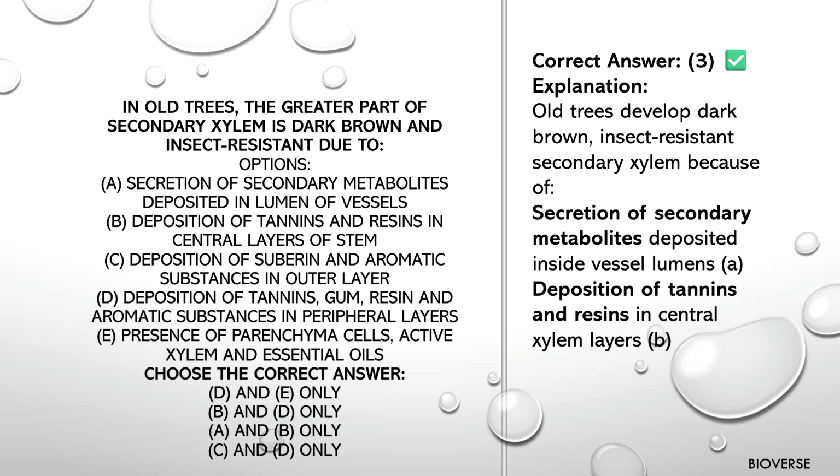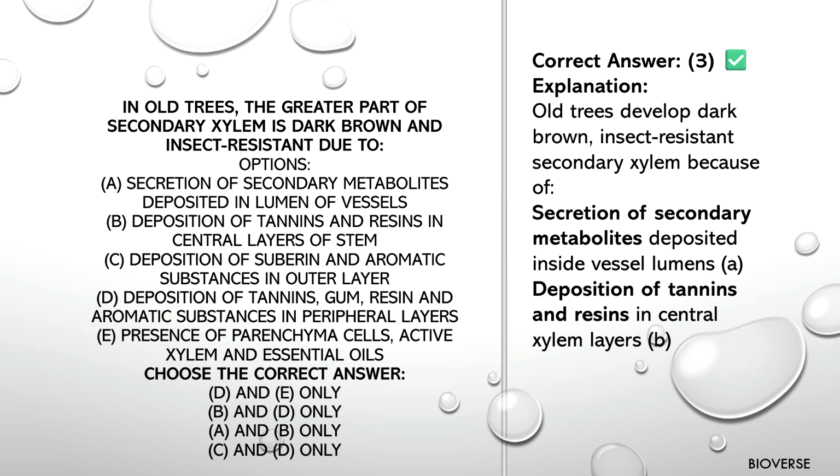cycle. In old trees, the greater part of secondary xylem is dark brown and insect-resistant due to options: A. Secretion of secondary metabolites deposited in lumen of vessels, B. Deposition of tannins and resins in central layers of stem, C. Deposition of suberin and aromatic substances in outer layer, D. Deposition of tannins, gum, resin, and aromatic substances in peripheral layers, E. Presence of parenchyma cells, active xylem, and essential oils.